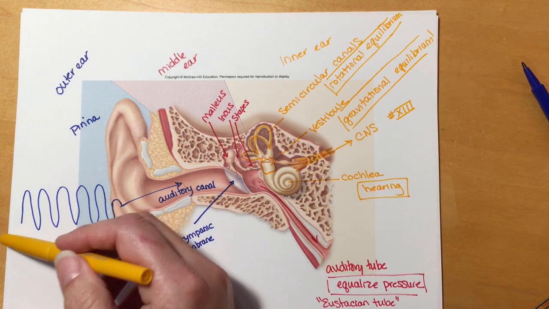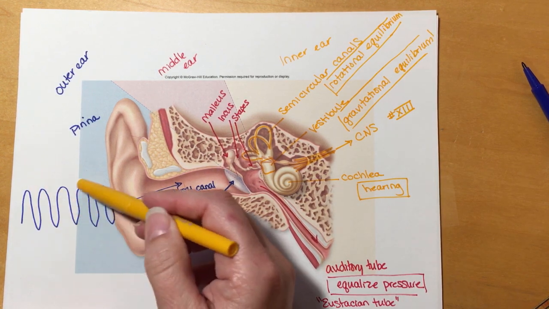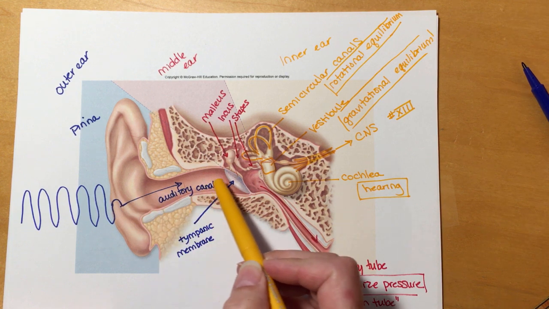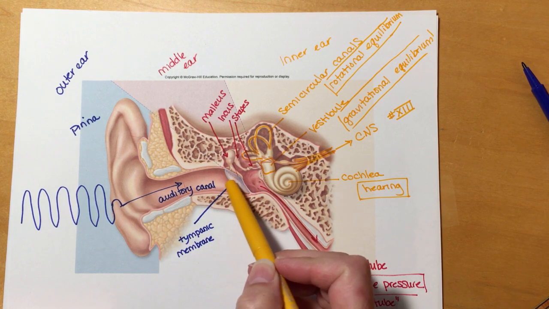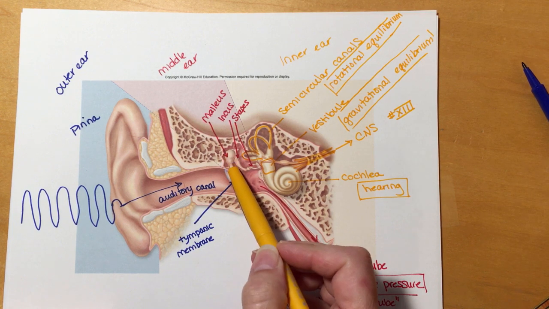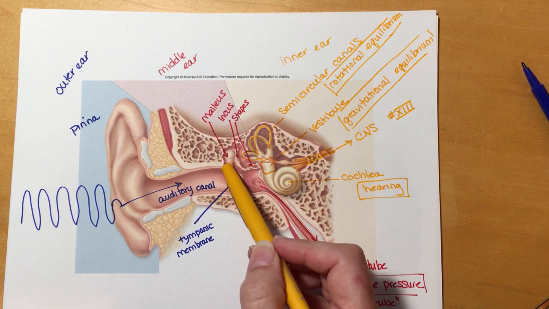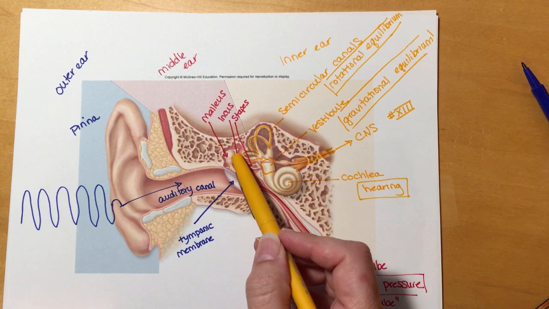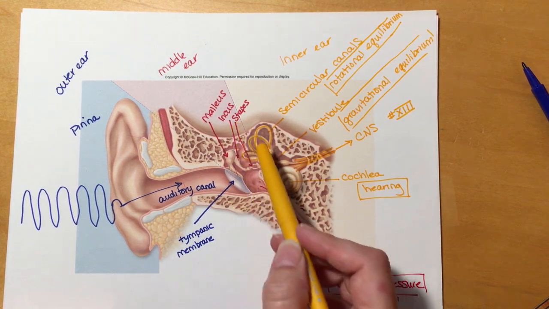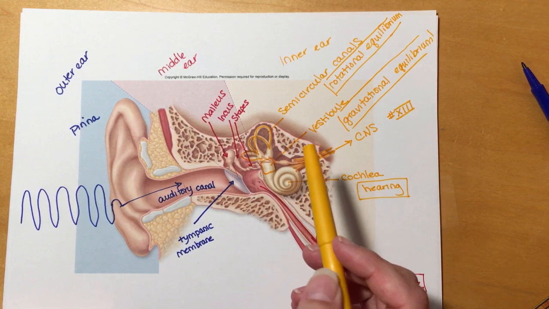So the sound waves come in as oscillations. They're going to cause vibration of the tympanic membrane. The tympanic membrane is going to push against the malleus, causing the malleus to vibrate. The malleus is going to hit against the incus, causing the incus to vibrate, and that's going to cause the stapes to vibrate.